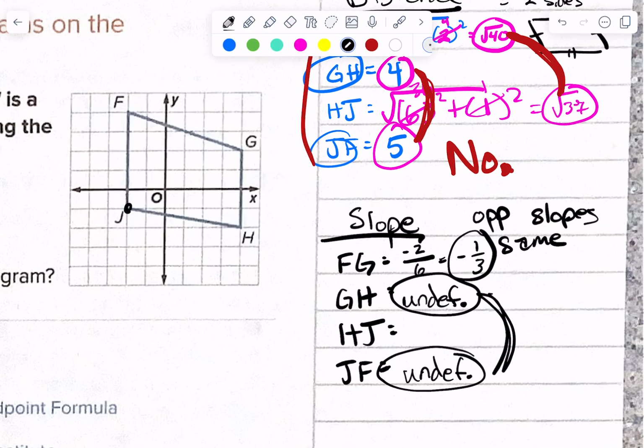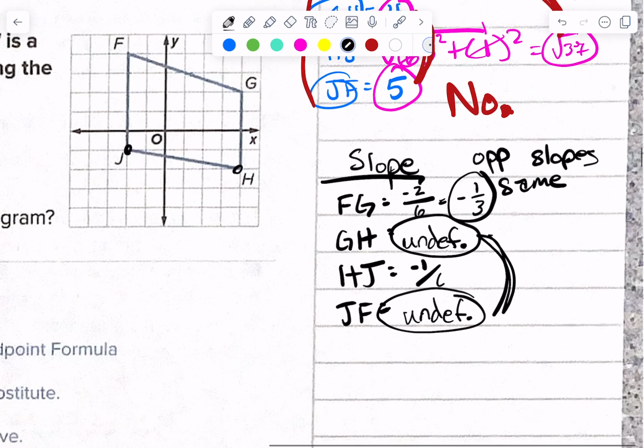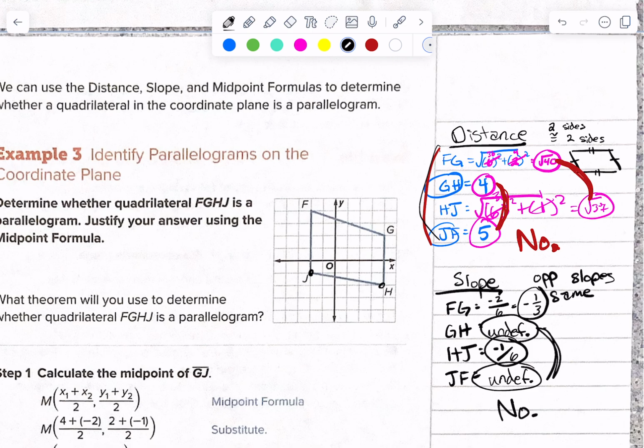Okay, so let's go from J to H. He is going down how much? Down 1 and over 6. So his slope is negative 1/6 instead of negative 1/3. So not a parallelogram. Does that make sense? Okay, so I can prove whether it's a parallelogram or not by going by the distances or going by the slopes. It doesn't matter. Make sense?